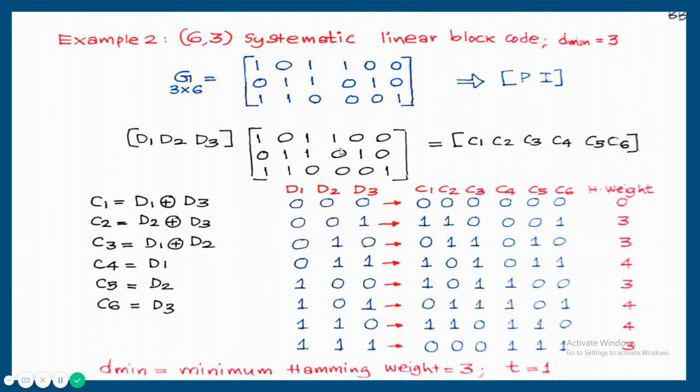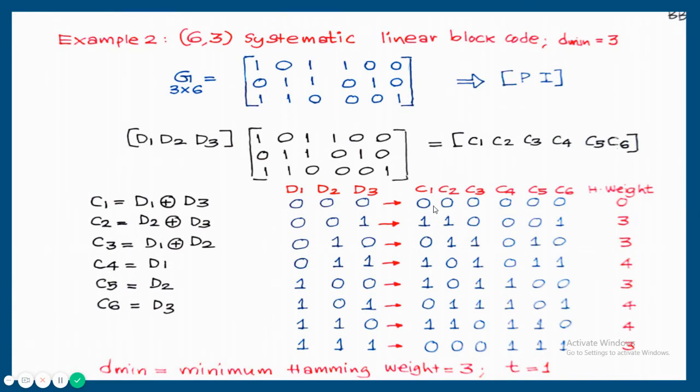For the last columns, no multiplication is needed because it is an identity matrix. Once it is an identity matrix, the product is always the data bits. So the last 3 bits are D1, D2, D3. That is why the code is systematic. Out of the 6 bits, the first 3 bits are parity bits, whose equations are written, and the last 3 bits are data bits, which can be written without any equations. All 3-bit combinations are written here, a total of 8 combinations, 0 to 7. Using these 3 equations, the parity bits can be written, and without any calculation, the last 3 bits are data bits.